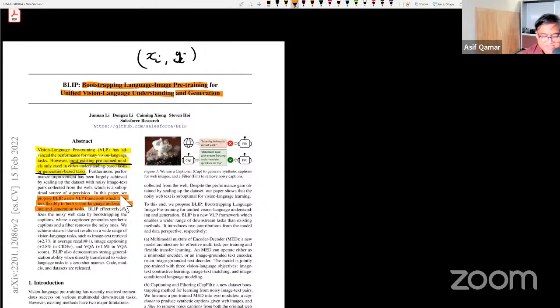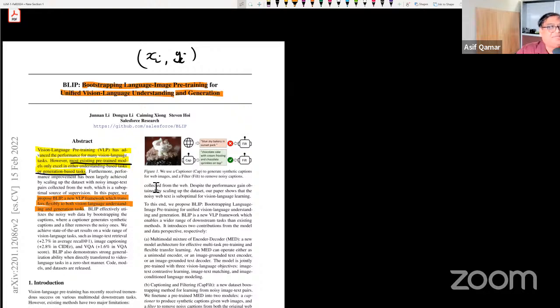BLIP effectively utilizes the noisy web data by bootstrapping the captions. So I told you that we get images and captions, right? It bootstraps the captions, where a captioner generates synthetic captions and a filter removes the noisy ones. So what they say is that this model has one virtue. Given an image, it will produce good captions for it, right?